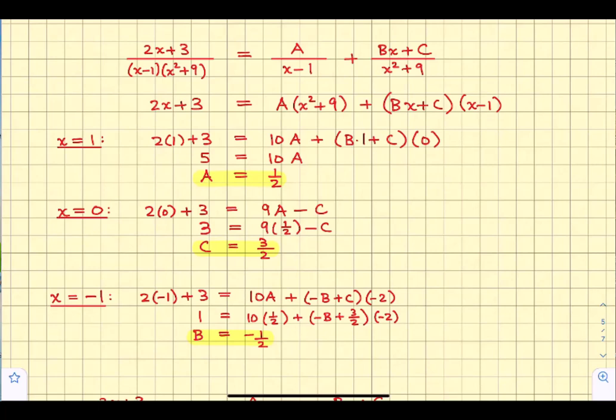So 2 down, 1 to go. I need to make one more choice. I'll just pick x to be minus 1. If I put x to be minus 1 in here, I get a 1 on the left-hand side. On the right-hand side, I get a times a 10.